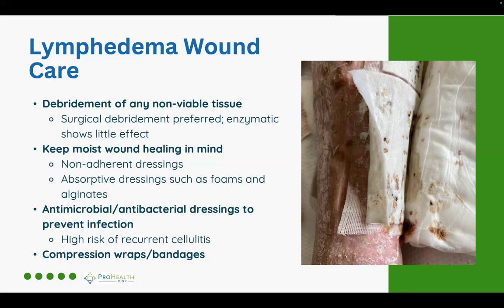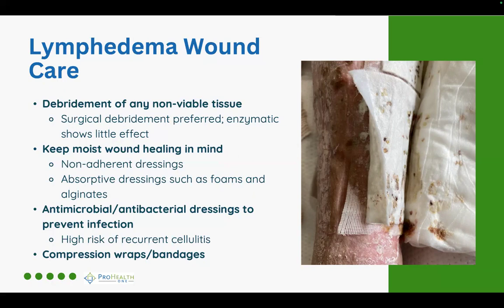Surgical debridement is the preferred method over enzymatic debridement just because it gets rid of that dead tissue a lot faster. We always want to keep a moist wound healing technique in mind. This stems from the fact that though we do have a lot of drainage in the limbs, we want a good balance between not drying out the wounds too much. So where the need arises, using non-adherent dressings is important, or if there's too much drainage, using very absorbent dressings and foams can be very helpful.